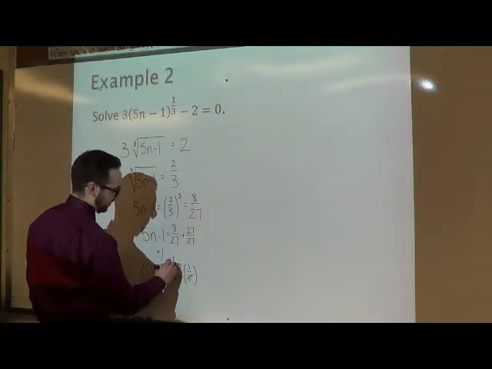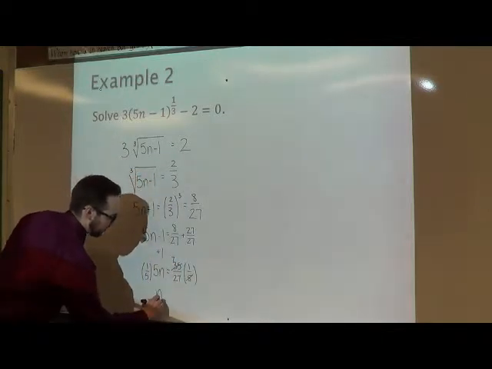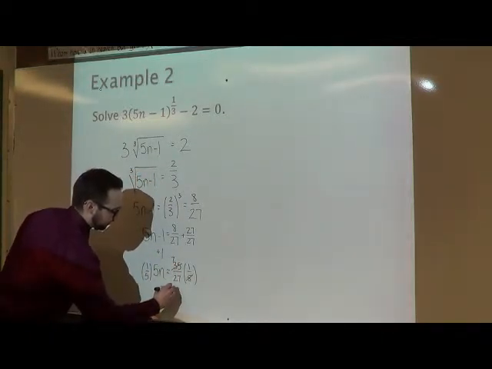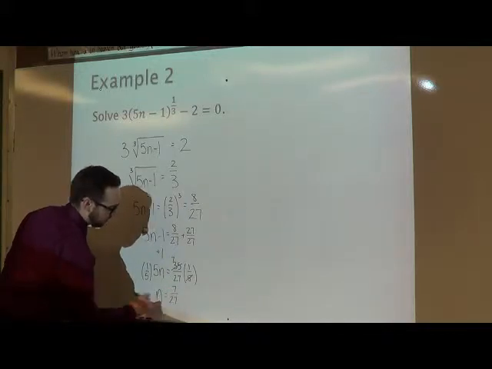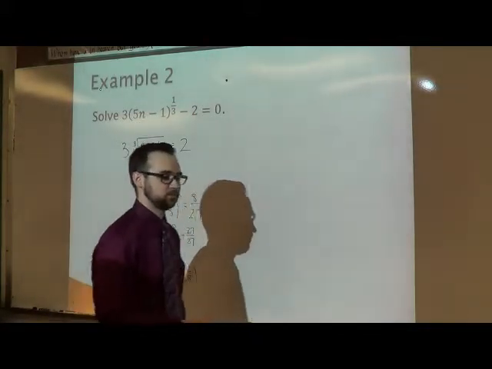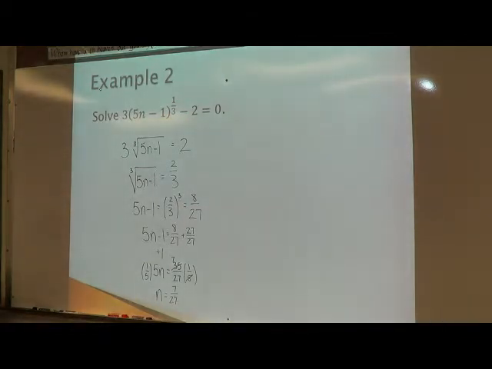That'll cancel here and make that a 7. So we end up with n being equal to 7 over 27. And when we check that, we would end up getting the correct answer. So the answer is 7 over 27.